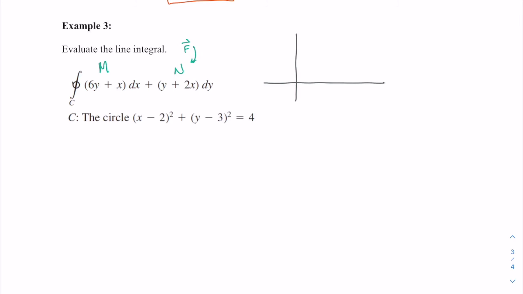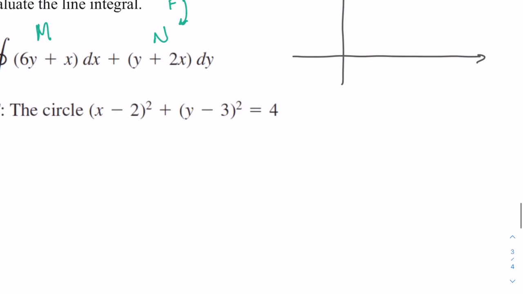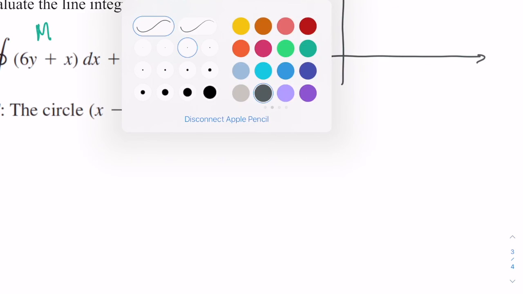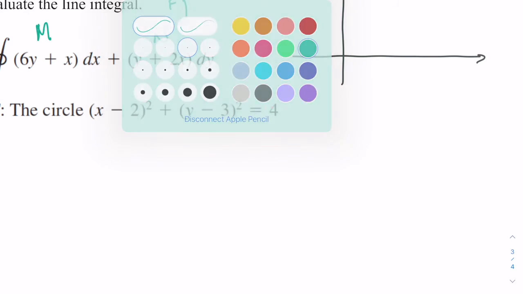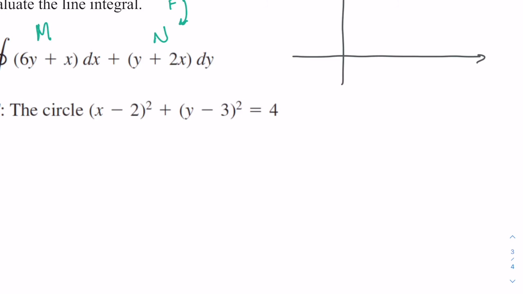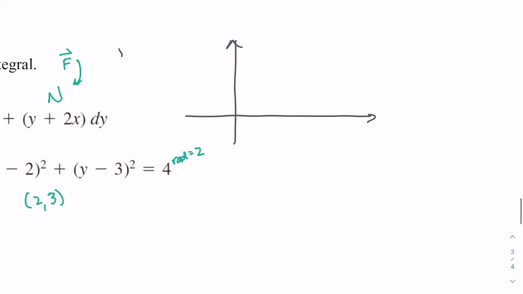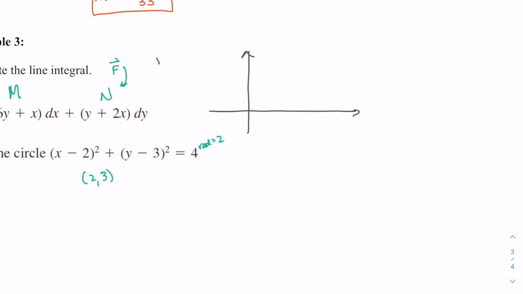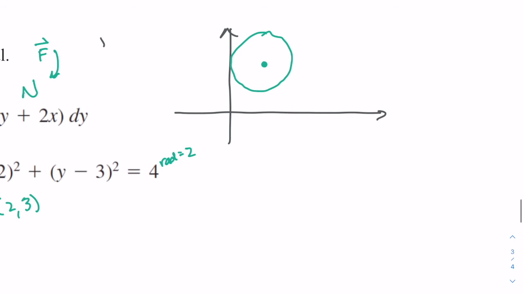In this case, the path of integration is a circle, and you should remember your notation, your circle equation. What this indicates is it's a circle of radius 2, right? So that's radius equal to 2, and its center is at the point (2, 3). That's what the x minus 2, y minus 3 indicates: a circle centered at (2, 3) with a radius 2. So the path of integration would look something like this, right? You'd come around here.